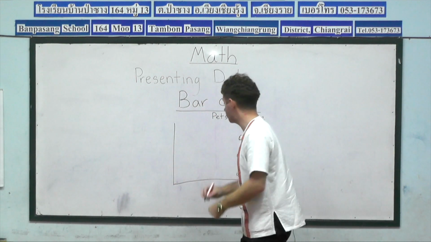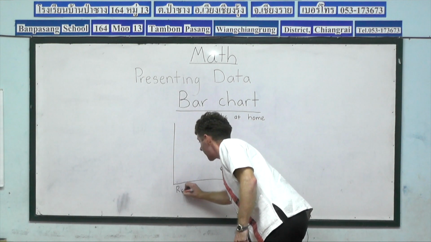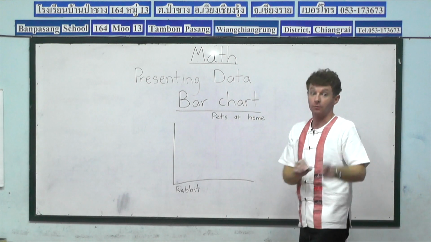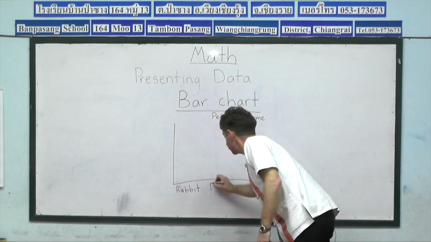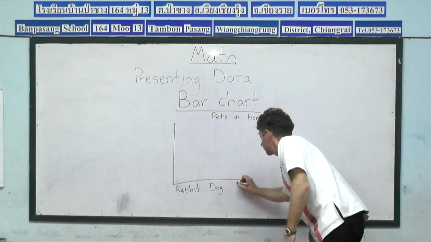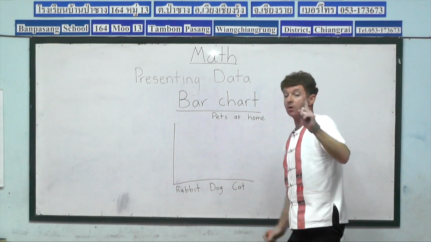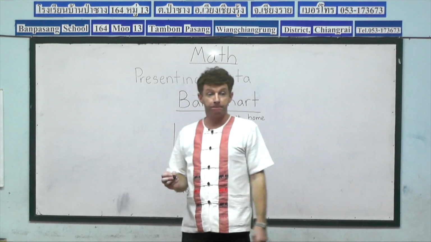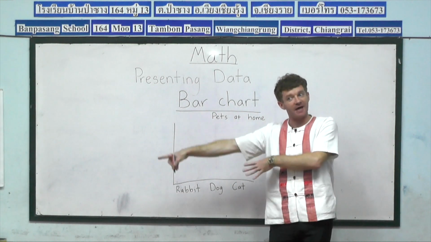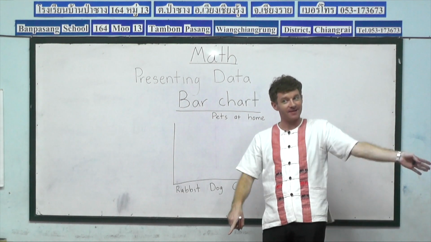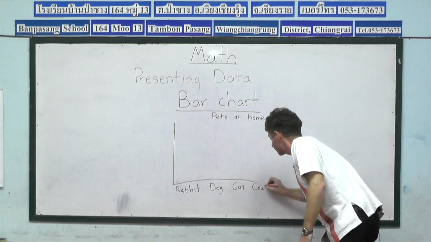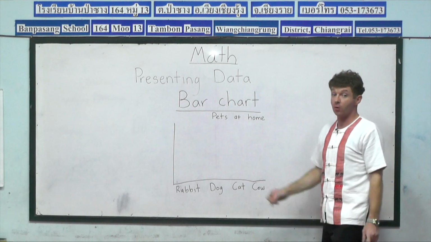Rabbit. Okay, we'll have rabbit number 1, R, A, B, B, I, T. Dog. Number 2, D, O, G. Cat. Number 3. Okay, guys, and one more type of pet we can have at home. Cow. Okay, we'll have cows at home. But make sure cows are outside. Don't have cows in the house. Have them outside. Okay? C-O-W. Okay, so we've got our 4 categories.